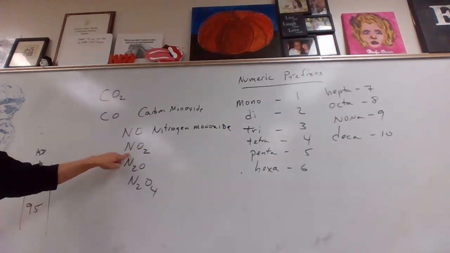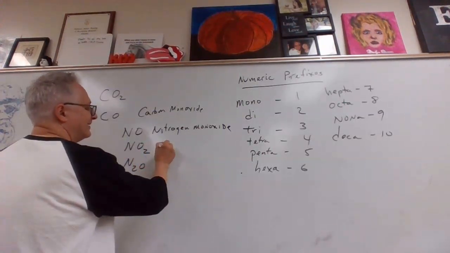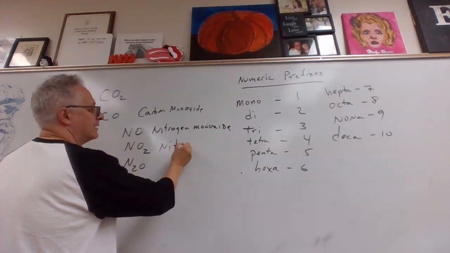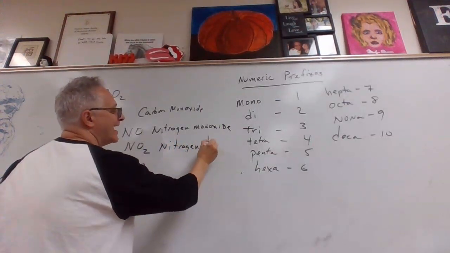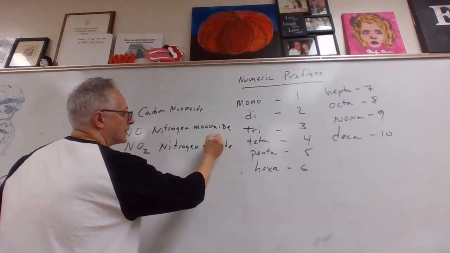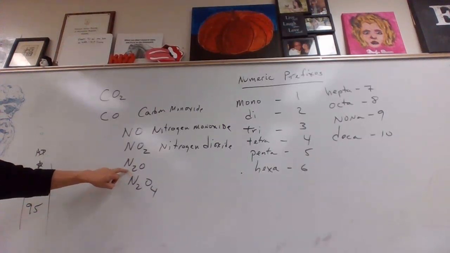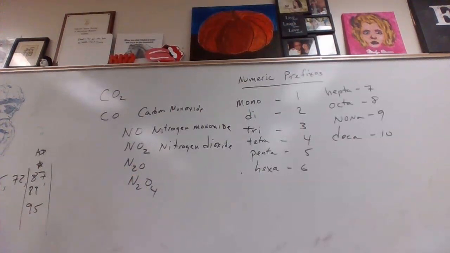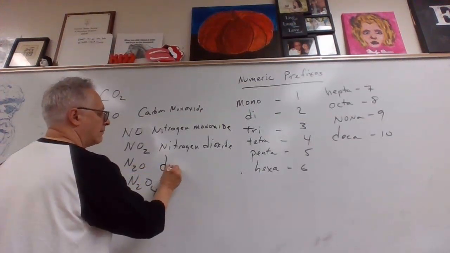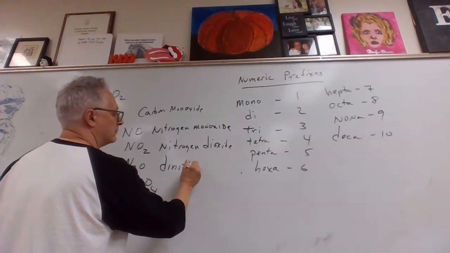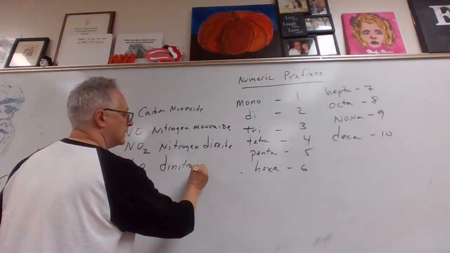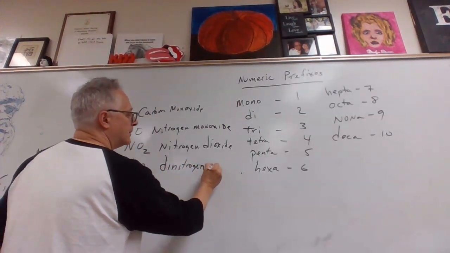What do you think this one's going to be? Yeah, there's nothing to this. It's good. Good job, Noah. Nitrogen dioxide. Now, we have a chemical compound with a 2 here. So we have to call that dinitrogen monoxide. Dinitrogen monoxide.